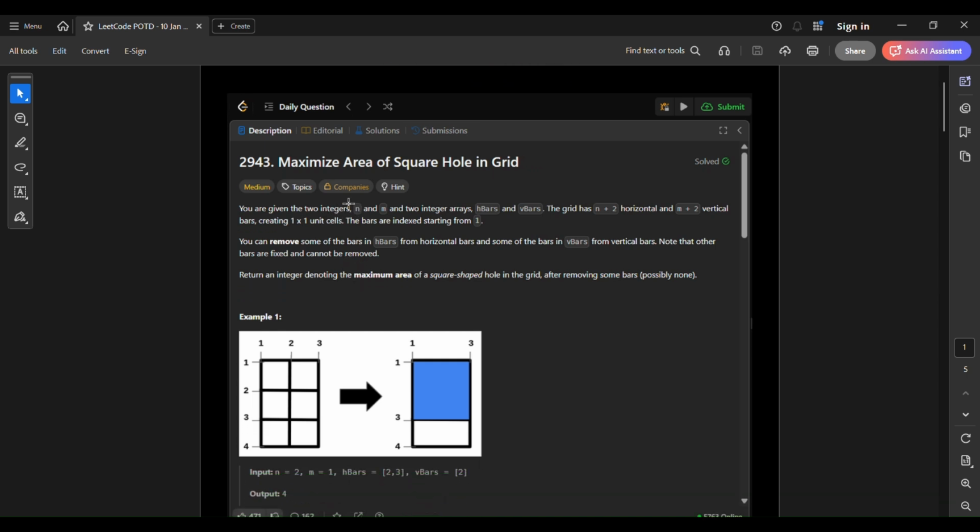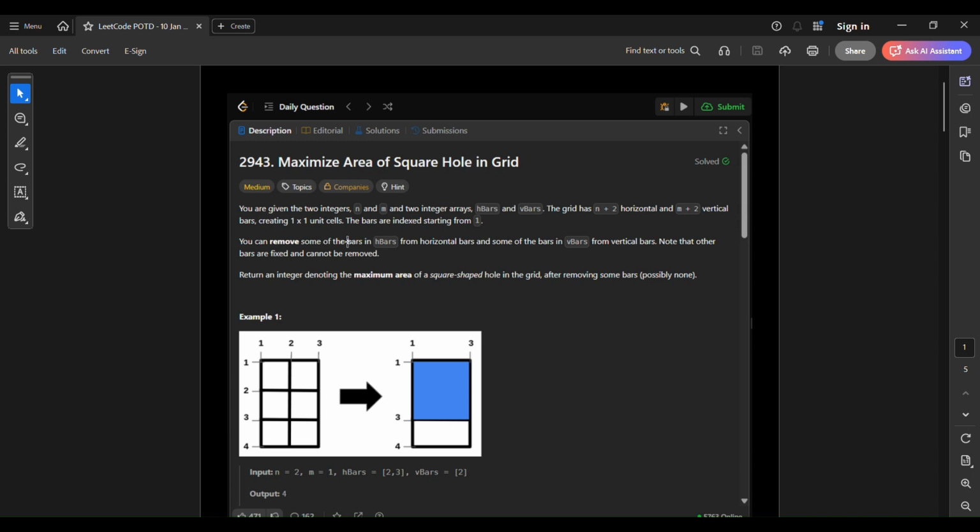So you are given two integers, n and m, and two integer arrays, h bars and v bars. H bar simply means horizontal and v bar means vertical bar. The grid has n plus 2 horizontal and m plus 2 vertical bars. It should be vertical lines, but it says bars. Creating one cross one unit cells. The bars are indexed starting from 1.